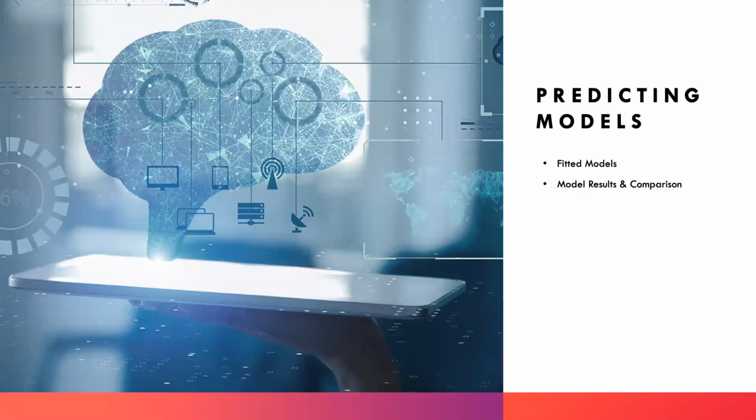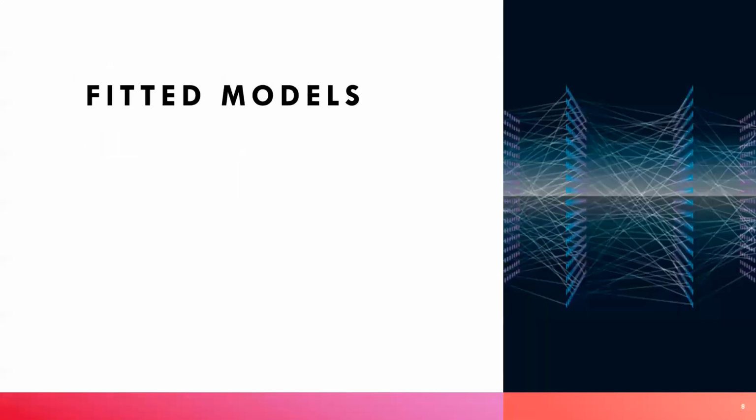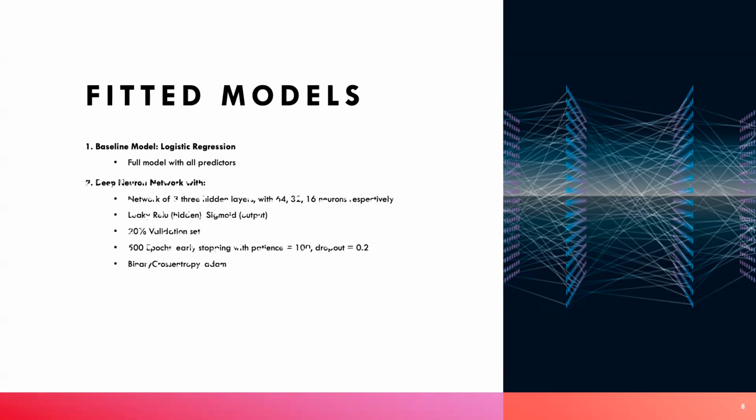And moving on to the models. 3 models are fitted in this project. For a starting point, logistic regression is chosen to be the baseline model, where we compare this with the deep learning methods. The first deep learning model is a deep neural network with 3 hidden layers, and with 64, 32, and 16 neurons respectively. Leaky ReLU and sigmoid functions are chosen to be the activation functions for the hidden layers and the output layer respectively. And the training set is further split into a new training set and a validation set.